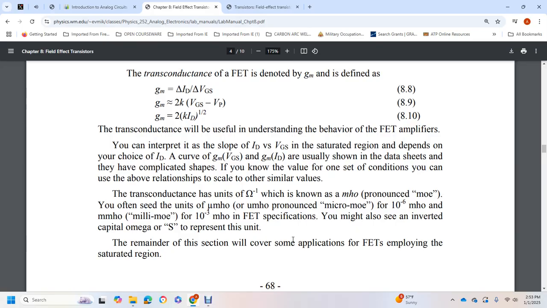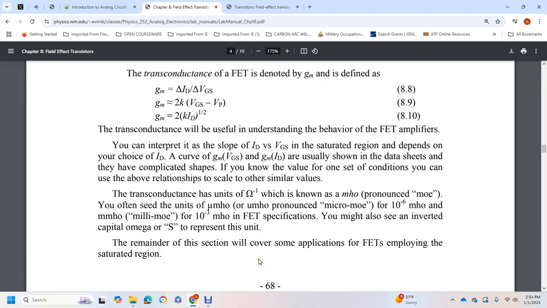Transconductance has units of inverse ohms, known as the mho, pronounced "mo". You often see units of micromho, for 10 to the negative 6 mho, and millimho for 10 to the negative 3 mho, in FET specifications. You might use the inverted capital omega or S to represent that unit.